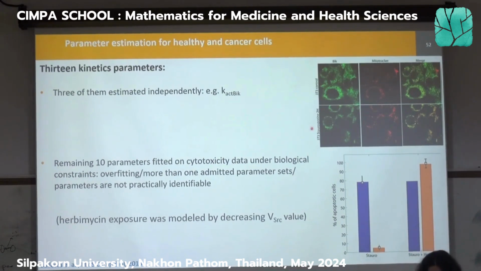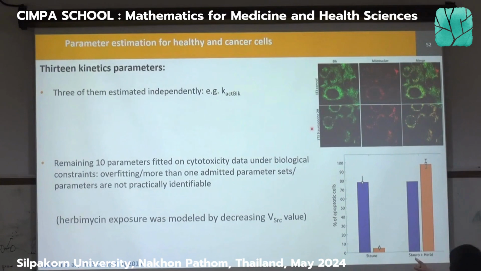Okay, so here, in terms of fitting, remember that there is not a unique optimum, but we did an optimization. And so we fitted this type of data. So this is the percentage of cell dying, apoptotic cells, in different conditions. So either when the cells are exposed to staurosporine alone, and the blue bar will be the normal cells, and the orange will be the cancer cells. So as you can see, this is exactly what we saw yesterday. So the normal cells are very sensitive to the drug, and the orange cells are not sensitive.